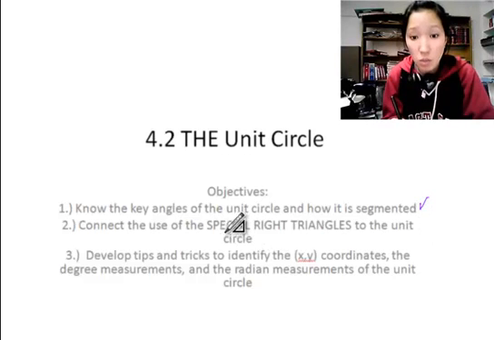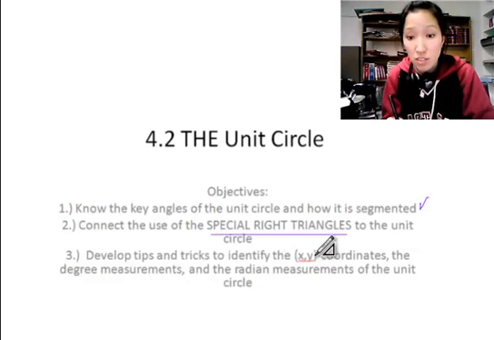The other thing you want to walk away with is being able to use your special right triangles on the unit circle. And then you also want to develop tricks to identify the x-y coordinates at those hot spots, the degree measurements of those hot spots, and the radian measures of those hot spots.